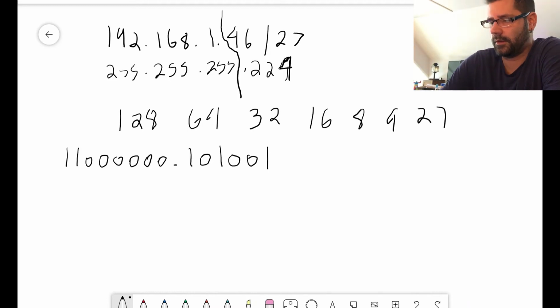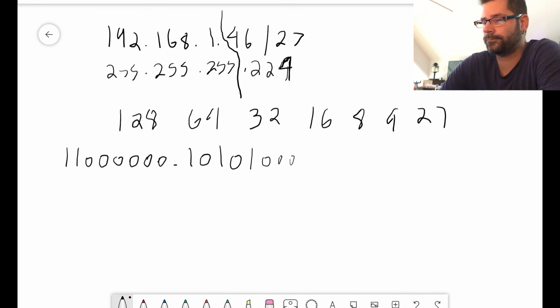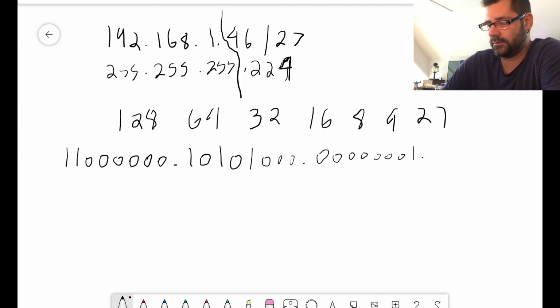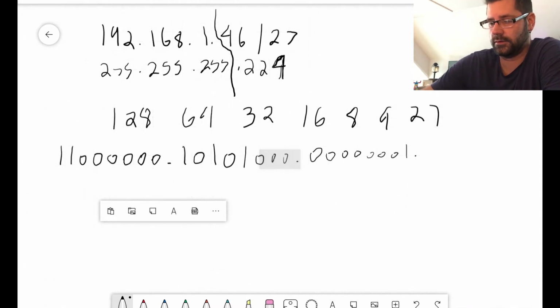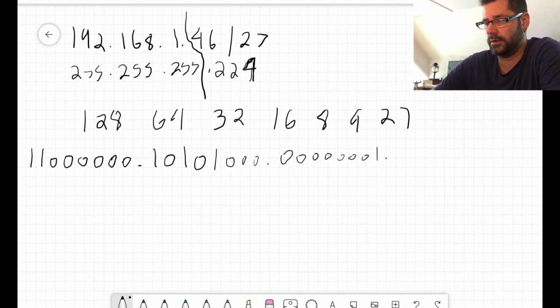I'm getting a little bit off here. So 128, yes. 64, no. 32, yes. And then 0, 1, 0, 0, 0. Then 1, that's easy enough. 1, 2, 3, 4, 5, 6, 7, 8. And then the 46. Just shrink this and drag it over a little bit.